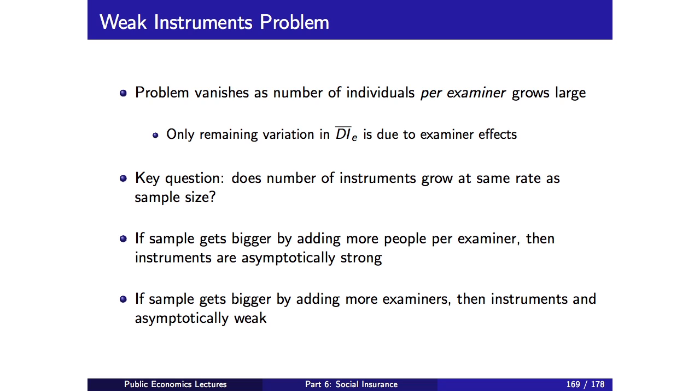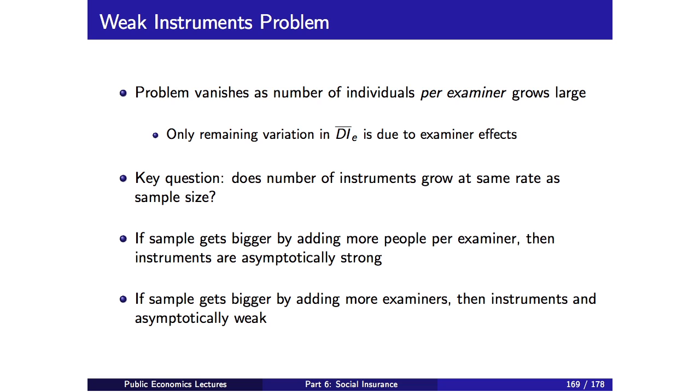And so if the way I get a bigger sample is by adding more examiners, that is, if I grow my sample by adding more instruments and more observations at the same time, then my instruments are asymptotically weak because I'm not solving this problem in the limit, right? So that's why when people say it depends upon what the asymptotics are, the way to think about it is if n grows large relative to the number of instruments, then you're good. You can do two-stage least squares.